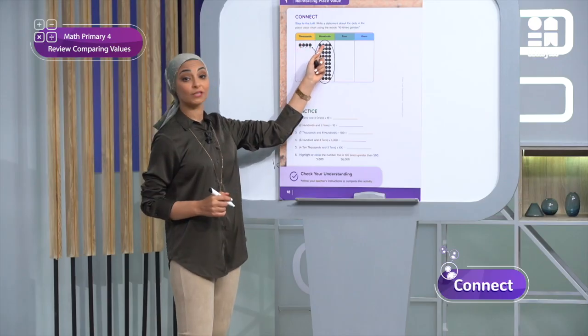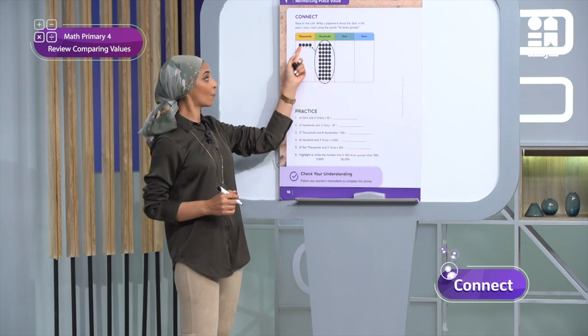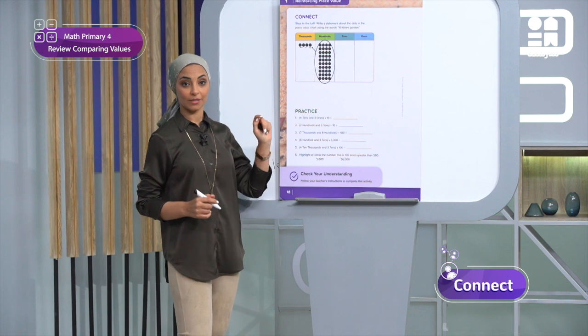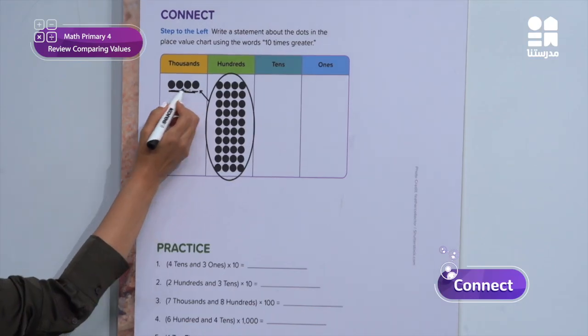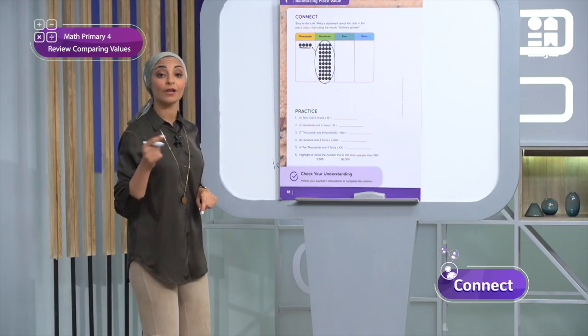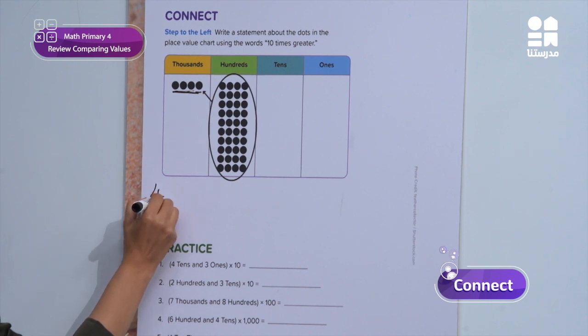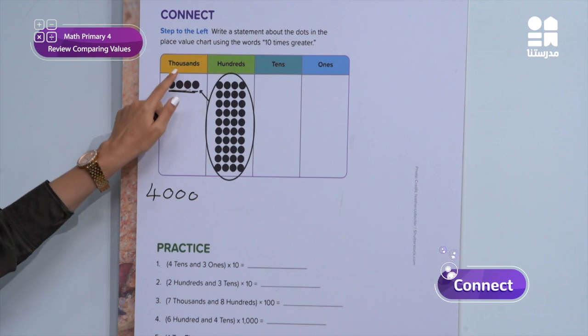Third dot in the 1000 refers to 10 dots in the 100 place. Fourth dot in the 1000 refers to 10 dots in the 100 place. Okay, if I see this, who can tell me? Here I have 4 only, or 4,000? Yes, these 4 dots represent 4,000, or I can write it as 4,000, not only 4.